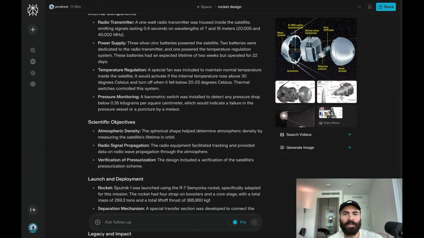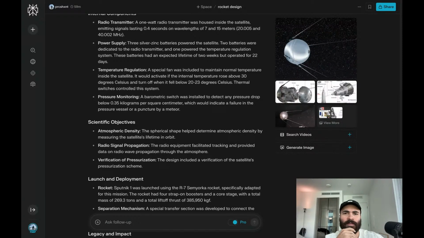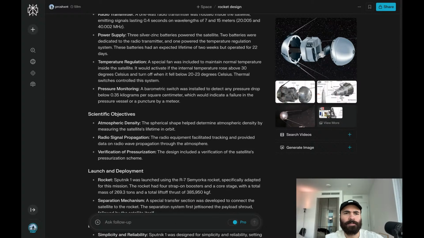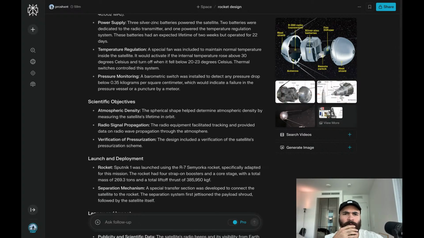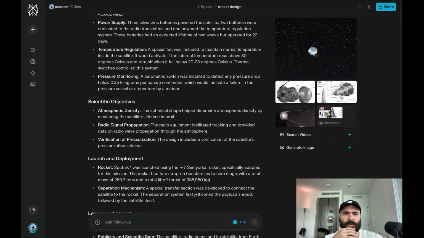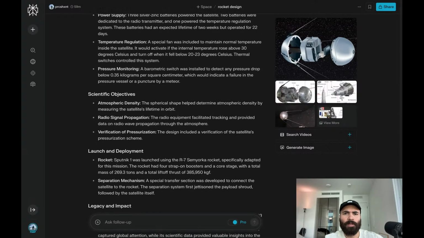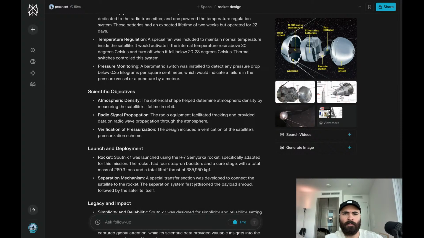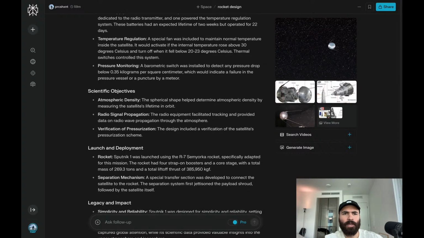Radio transmitter. A 1 watt radio transmitter was housed inside the satellite, emitting signals lasting 0.4 seconds on wavelengths of 5, 7, and 15 meters. Okay. Silver-zinc batteries powered the satellite. Two batteries were dedicated to the radio transmitter and one powered the temperature regulation system. These batteries had an expected lifetime of 2 weeks but operated for 22 days.